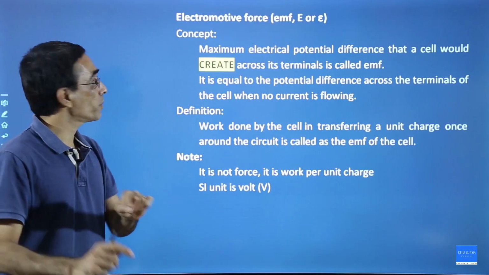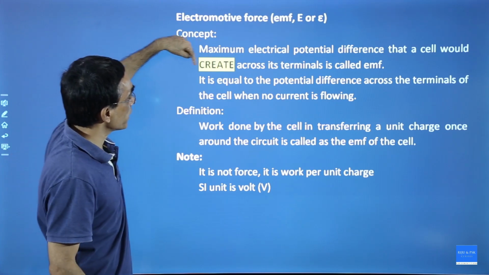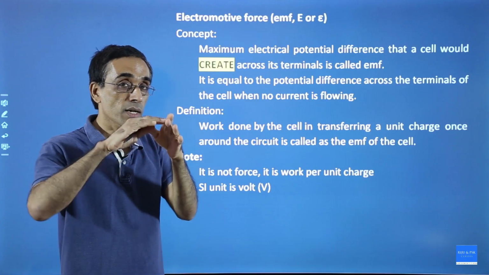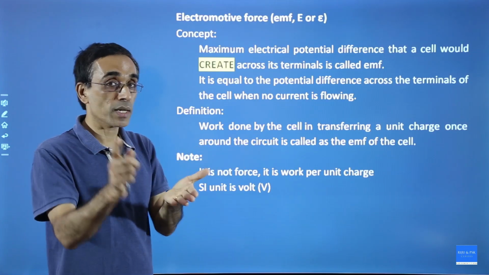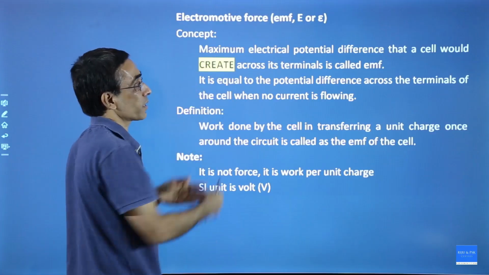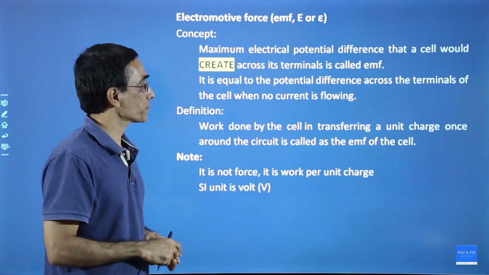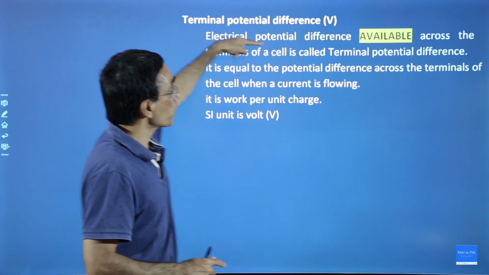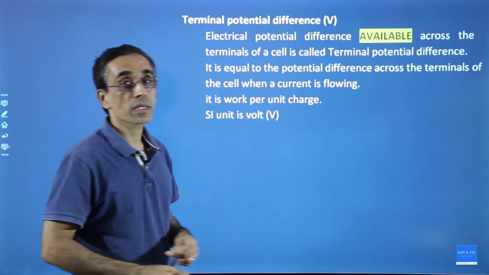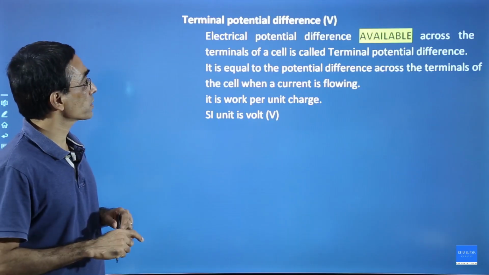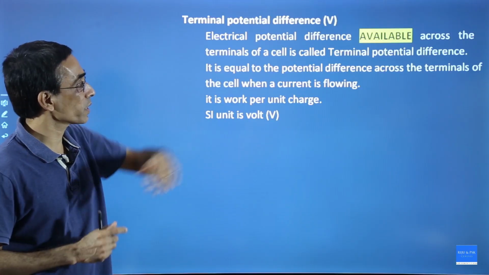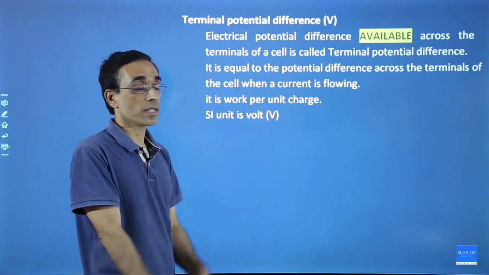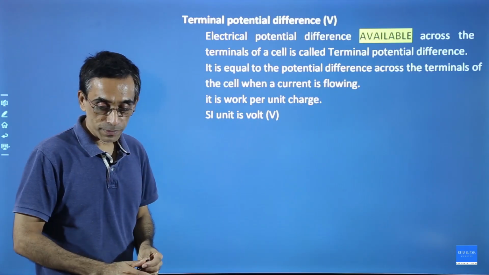For doing numerical problems, you study this, especially, since cells are chemical cells. Chemical cells can produce a voltage which can be calculated chemically, and that is what we say is created by the cell. That is the maximum that the cell can give. Terminal potential difference: the electrical potential difference available across the same terminals is called the terminal potential difference. It is equal to the potential difference across the terminals of the cell when there is a current flowing. Its SI unit is volt.